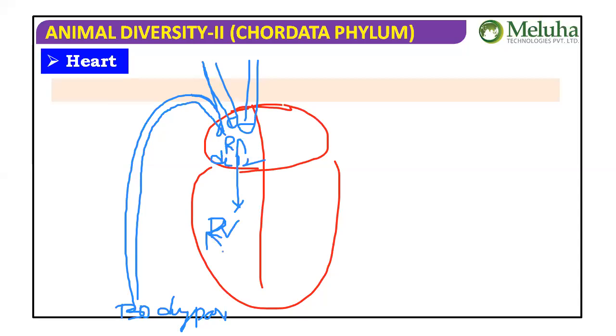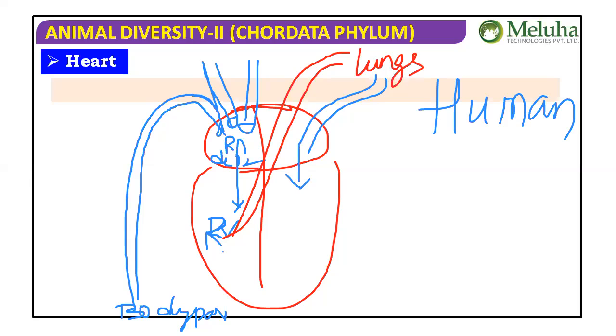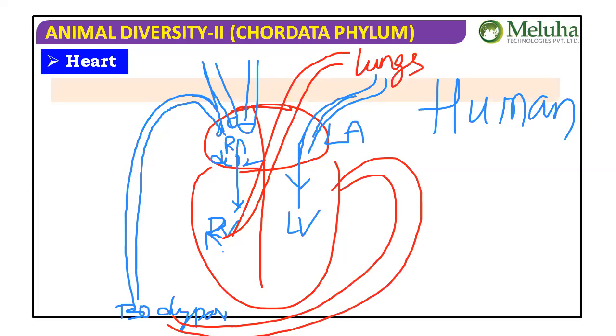What next? Deoxygenated blood goes to the lungs and then returns back with the help of the pulmonary vein after becoming oxygenated. Do remember, this is not a frog. This is a human being, a brief explanation to compare with the frog. The pulmonary vein brings oxygenated blood back to the left atrium, and that blood comes to the left ventricle. Then from the left ventricle, the left systemic aorta sends blood to the body parts. So this is called double circulation.